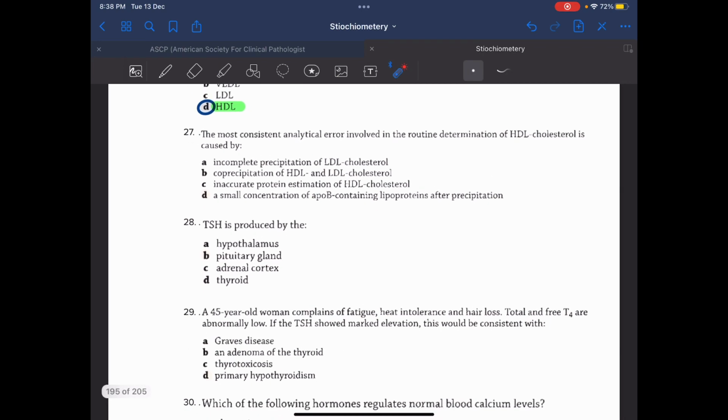Question 27. The most consistent analytical error involved in the routine determination of HDL cholesterol is caused by incomplete precipitation of LDL cholesterol, co-precipitation of HDL and LDL cholesterol, inaccurate protein estimation of HDL cholesterol, or a small concentration of ApoB containing lipoprotein after precipitation. The correct answer is D.